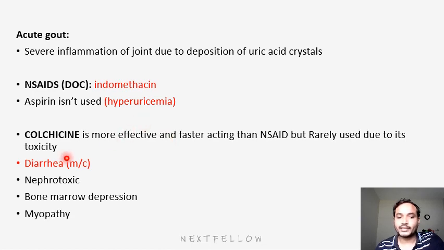So what are the toxicities of colchicine? Diarrhea is the most common. This is an MCQ: normally, if you are giving colchicine, the answer is nephrotoxicity.